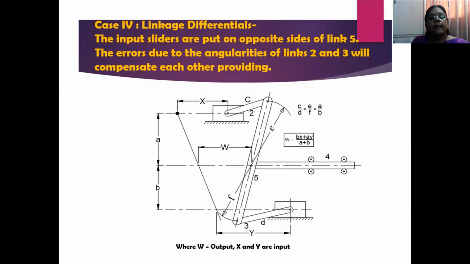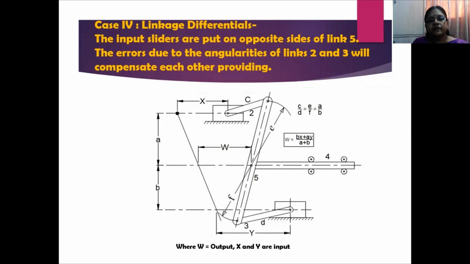Got it? Now, the input sliders are put on opposite sides of link 5, and because of this, the errors that occur due to the angularities of link 2 and link 3 will compensate each other. So that's the advantage of this particular arrangement of the mechanism. So you can reduce that epsilon value.